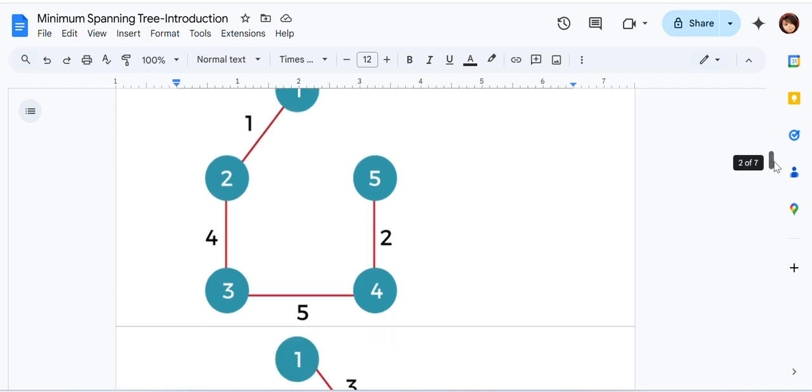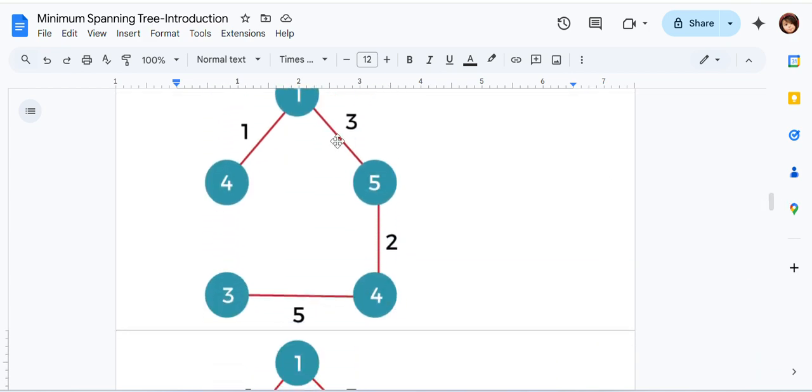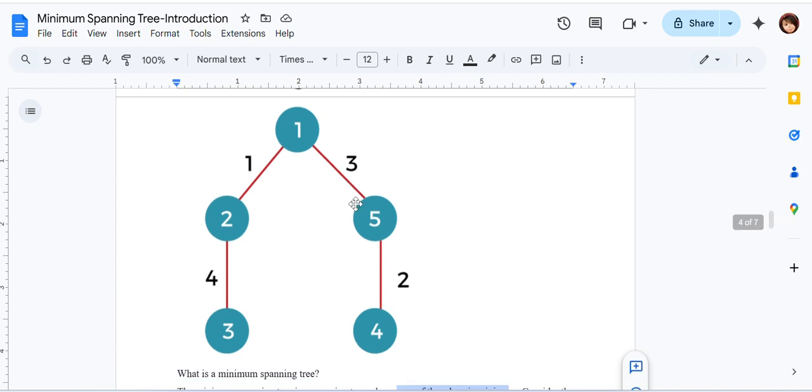Okay, so again for this spanning tree, the edge cost is 5 plus 5 is 10, 10 plus 4 is 14. So the first one is 12 and this is 14. For this one, it is 1 plus 3 is 4, 4 plus 2 is 6, 6 plus 5 is 11. So the first one is 12, 14, and this one is 11. And this one is 1 plus 3 is 4, 4 plus 4 is 8, 8 plus 2 is 10.